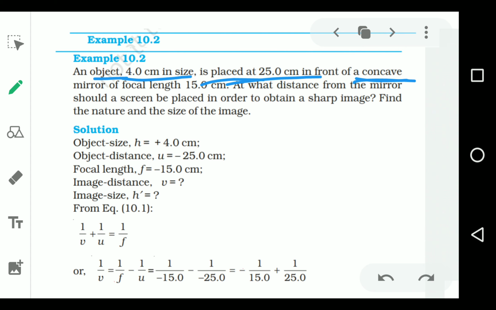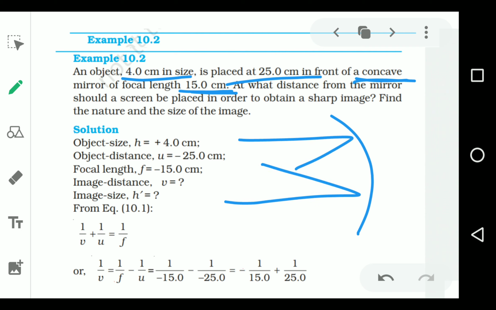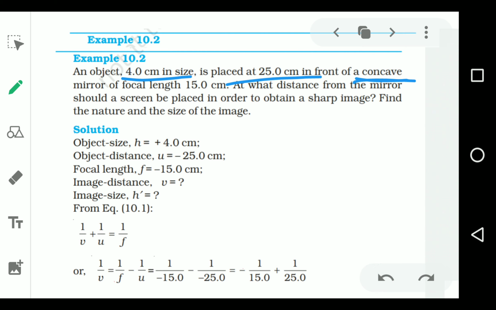And how much is the focal length? Focal length is 15 centimeter, and it is a concave mirror. Concave mirror means all the parallel light rays will converge, and the focus will be formed on the negative x-axis. This is the positive x-axis and this is the negative x-axis. So the focal length will be negative for a concave mirror, so it is minus 15 centimeter.